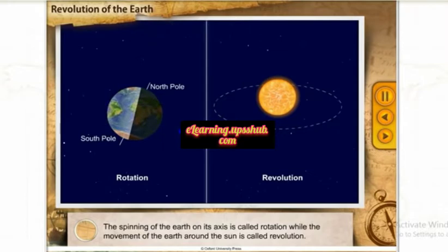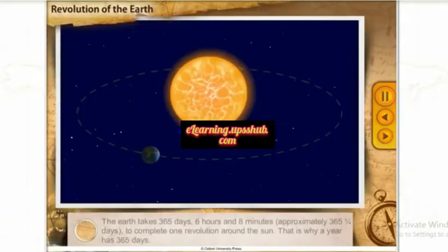Look at the video very well. You can see a rotation on its own inclined axis, and you can see a revolution when the Earth moves around the Sun in an elliptical orbit. That is what the orbit is called, an elliptical orbit.